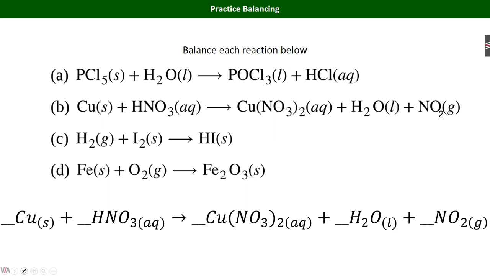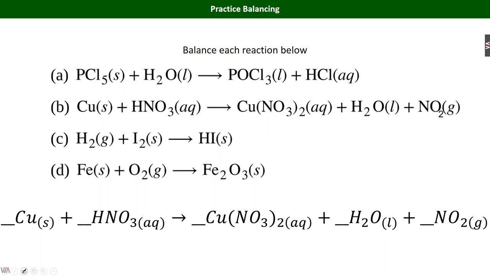Hydrogens work. Oxygens work. 4 times 3, that's 12. There's 6 of them. There's 2. And so that hits, so oxygen's good here. Copper is still good. We didn't mess with copper yet. Nitrogens work? Yeah, I think so.